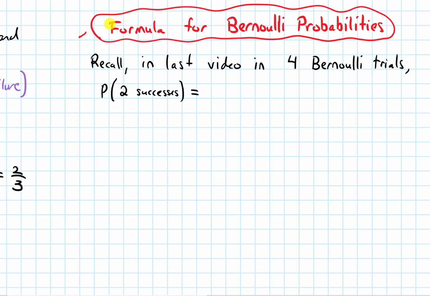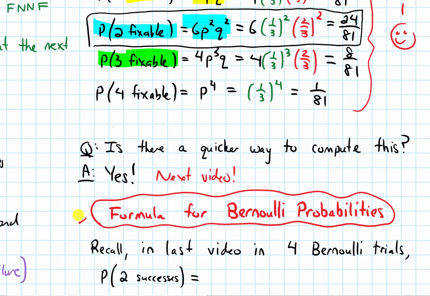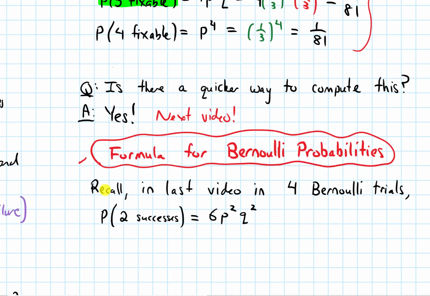In this video, we will derive a formula for Bernoulli probabilities. Recall that in the last video, we worked out that when we had 4 Bernoulli trials, the probability of there being 2 successes was 6p squared q squared. Remember, p was the probability of a success, q was the probability of a failure, so we needed 2 successes and 2 failures if there were 4 total trials. The 6 came from all the different ways that we could order those successes and failures, and we did this with a tree diagram.